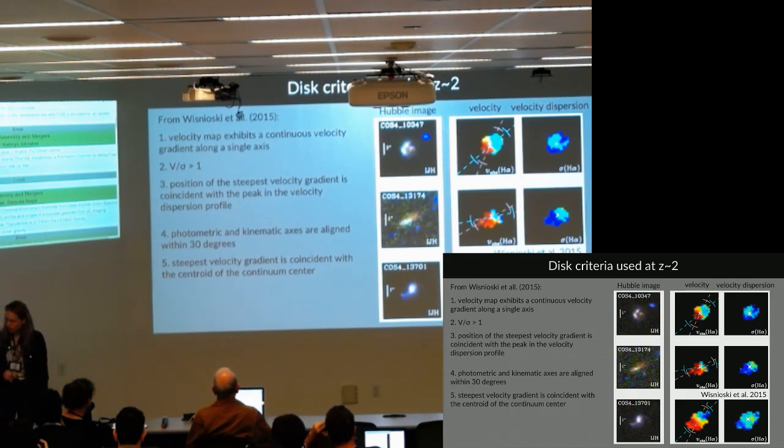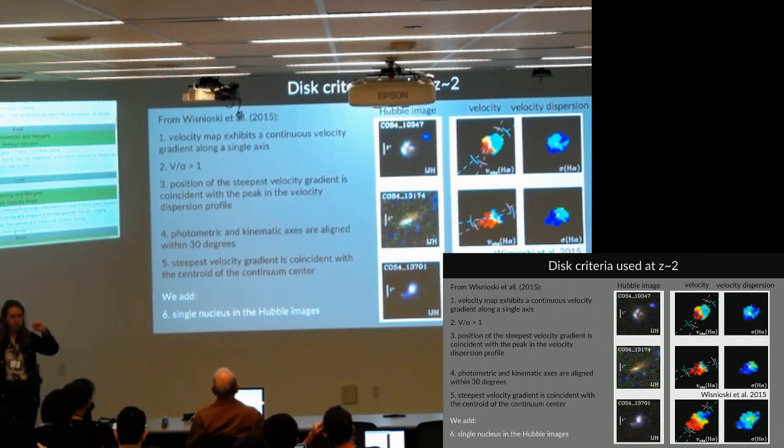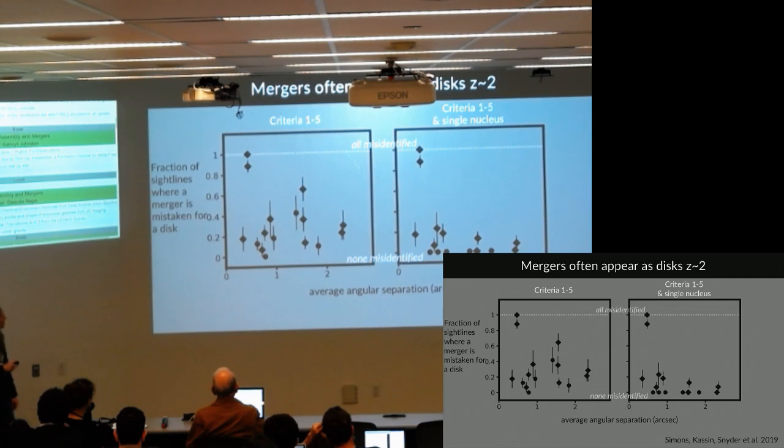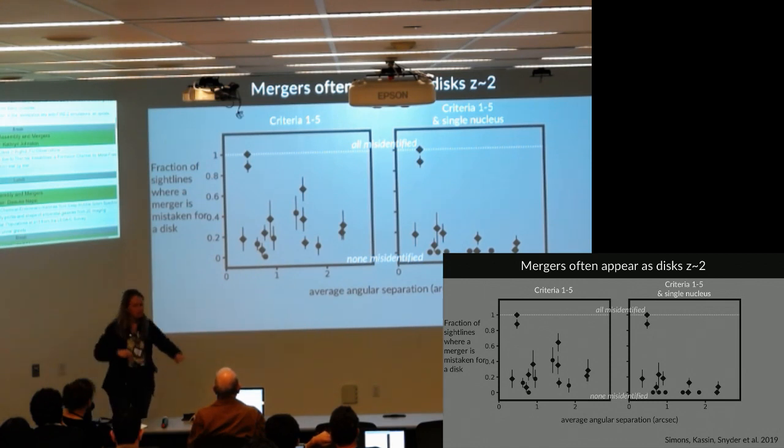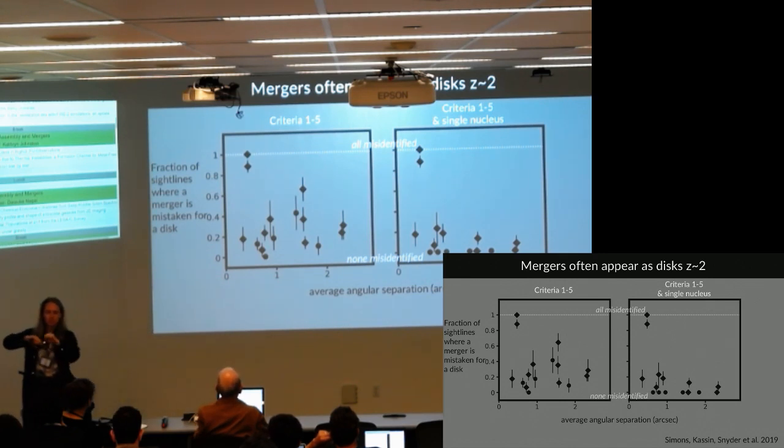So one thing we noticed is that we should add in another criterion. A lot of times you see 2 clumps in the image. So we add in a criterion that you must have a single nucleus in the Hubble images, because you could resolve it there. That's criteria 1 through 5, plus adding in that single nucleus criterion. It does improve things beautifully at higher separations, but once you're closer in, you're asking yourself, gosh, is that a clump or is that a nucleus? Because there's a lot of fluff in the inner parts of galaxies, your segmentation map is not picking them up as 2.